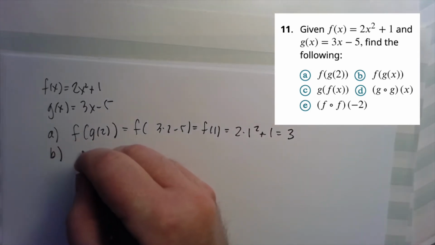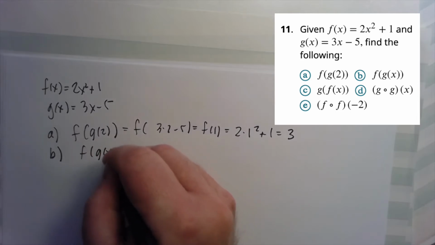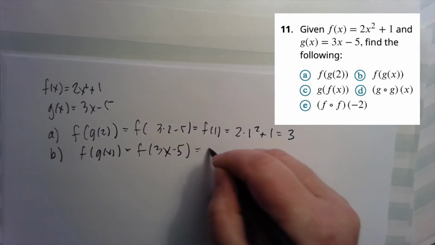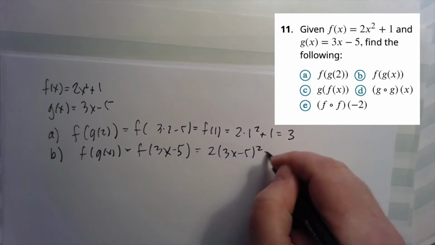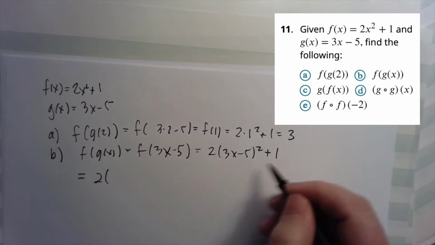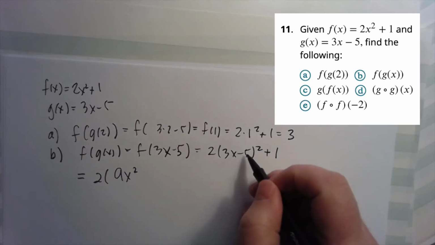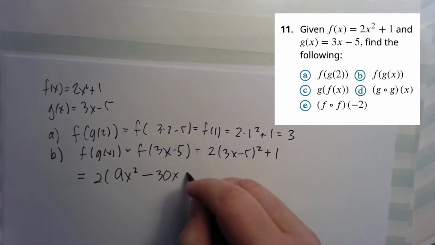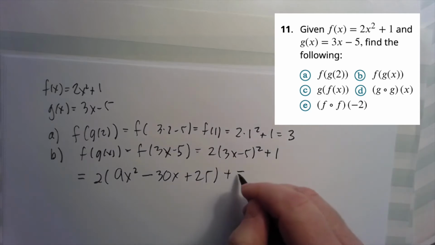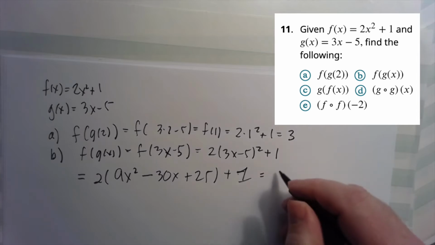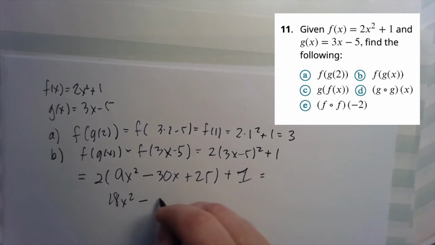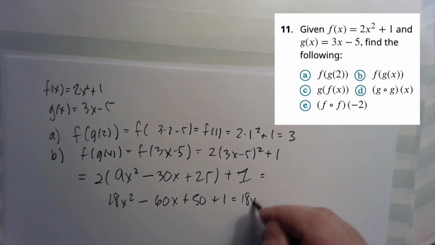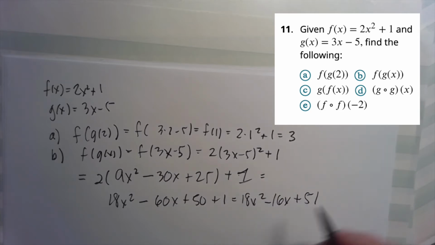B, f of g of x would be f of 3x minus 5, which would be 2 times (3x minus 5) squared plus 1. That would be 9x squared, and then we get 15 doubled, minus 30x, plus 25, plus 1. Distributing, that's 18x squared minus 60x plus 50 plus 1, so 18x squared minus 60x plus 51.